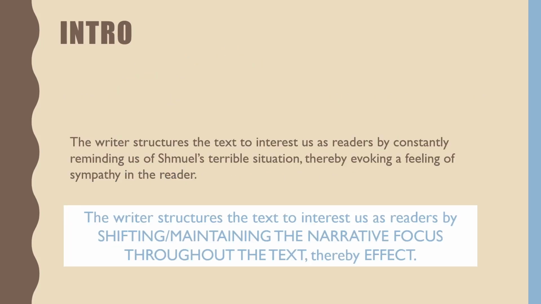So the intro, you can always structure it like this. You can always say the writer structures the text to interest us as readers by, you can always write that verbatim, word for word. And then what you want to do is say either shifting the narrative focus throughout the text from something to something, or you can say by maintaining the narrative focus throughout the text. Then you put a comma and say thereby, and then say the effect that you think it causes.